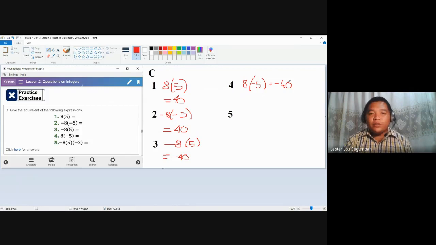We follow the rules of signs. What I said earlier is that when we multiply numbers with the same sign, the answer is positive. When we multiply numbers with different signs, the result is negative.